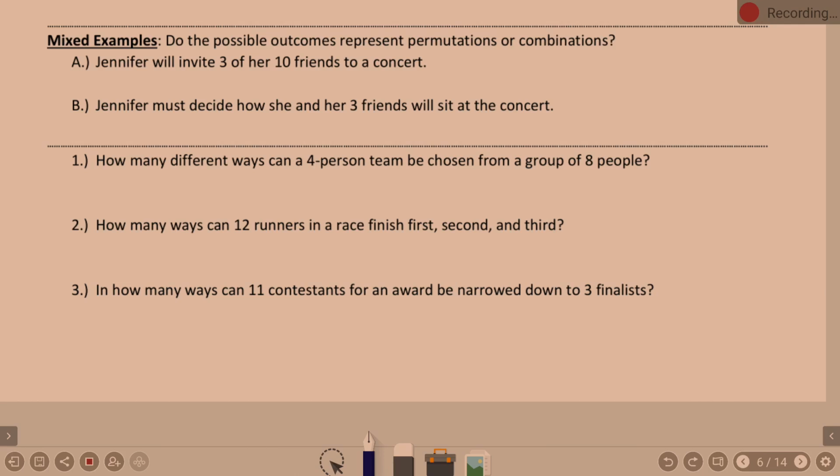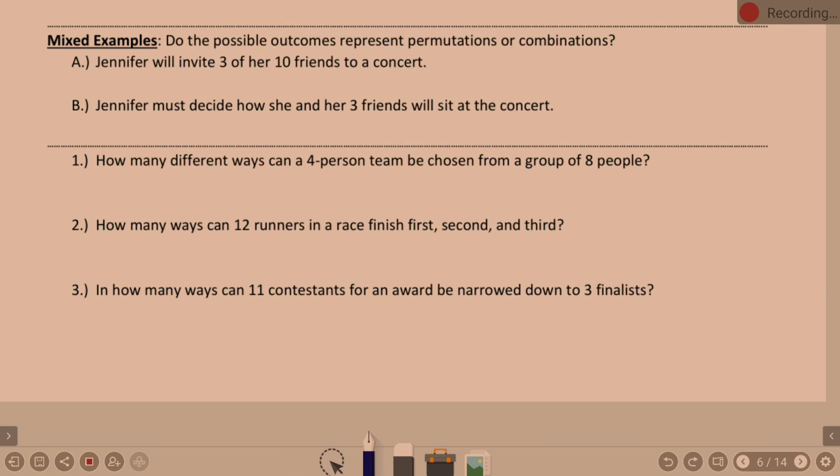Are they a permutation where, if you recall from Friday, order matters? Are they a combination, like what we've talked about today, where order does not matter? On 1, 2, 3, we'll actually talk about the numbers. But for A and B, I just want to know. A: Jennifer will invite 3 of her 10 friends to a concert. Is that a permutation where order matters, or is it a combination where order does not matter?